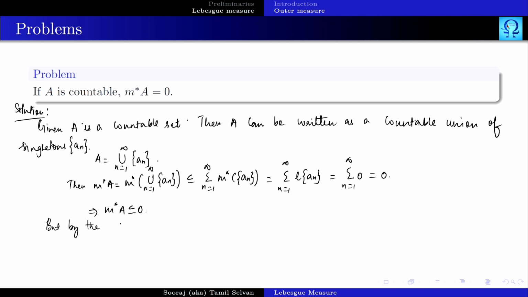So what we have here is the measure of A is smaller than or equal to 0, but by the definition of outer measure, it is always a non-negative quantity. Hence, the outer measure of A is 0. So this is what we intended to prove.